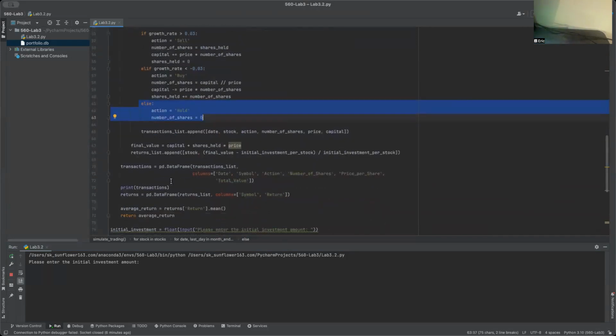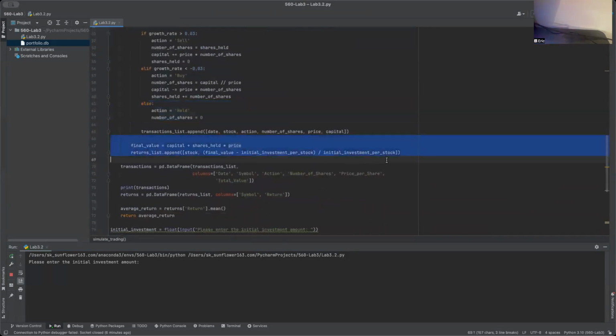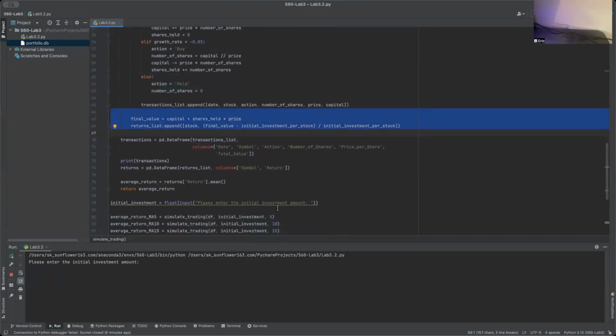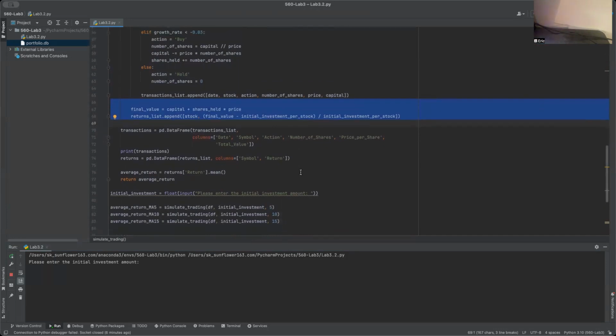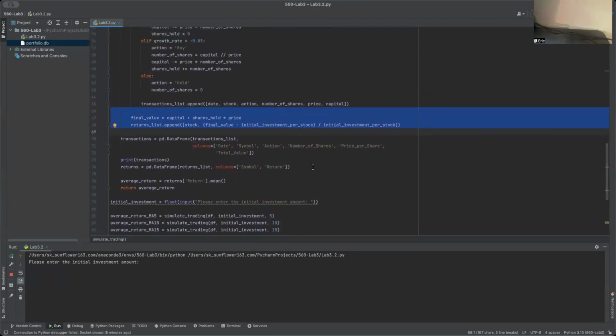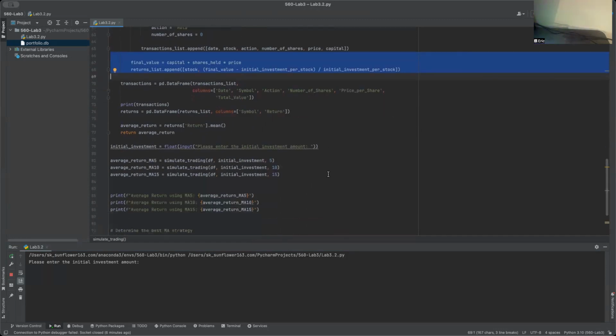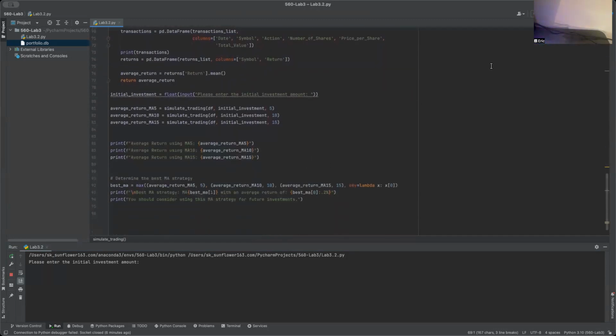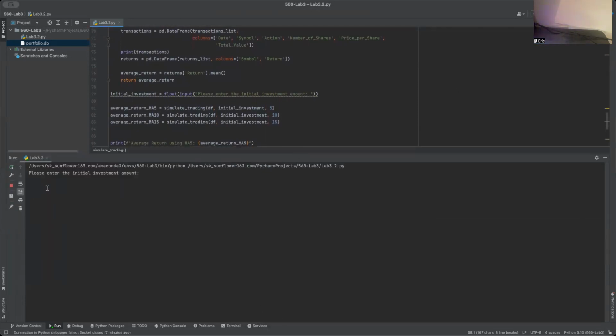And we will calculate 3 returns, which is the returns based on moving average 5, moving average 10, and 15, and compare which moving average is the best. So let's try it out. So here we have a prompt for the users to enter the initial investment amount. Let's say 10,000.